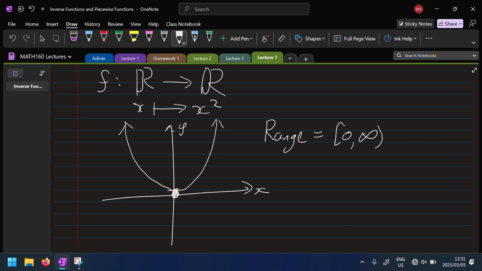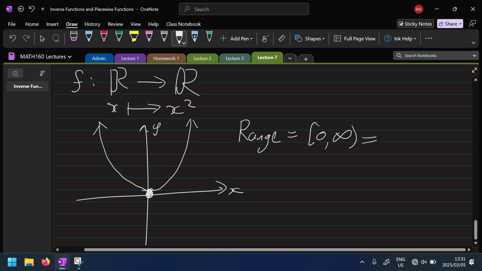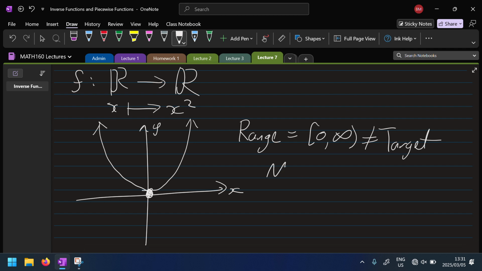What's the target? The target is all real numbers. The range is not equal to the target. It is not surjective. So the range is this. This is not equal to the target. So it is not surjective.